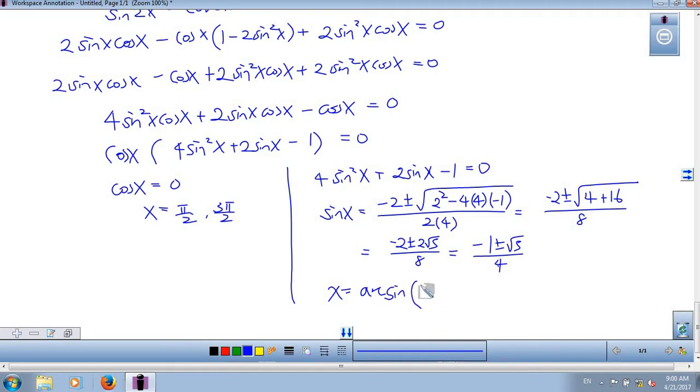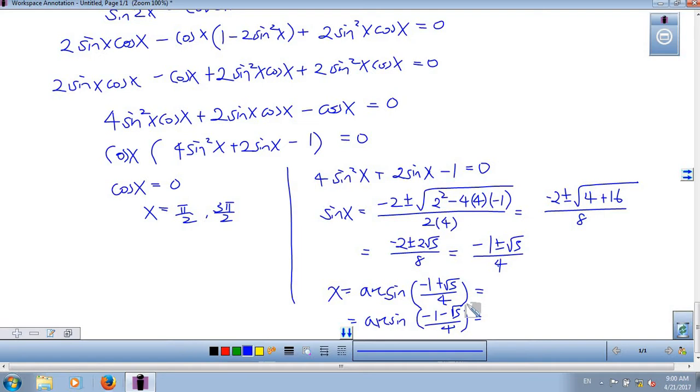Okay, we're going to do arc sine of (negative 1 plus square root of 5) over 4. And we're also going to do arc sine of (negative 1 minus square root of 5) over 4. So we will be able to get two answers. I'm going to get the answers in radians. Let's go ahead and take a look at that.